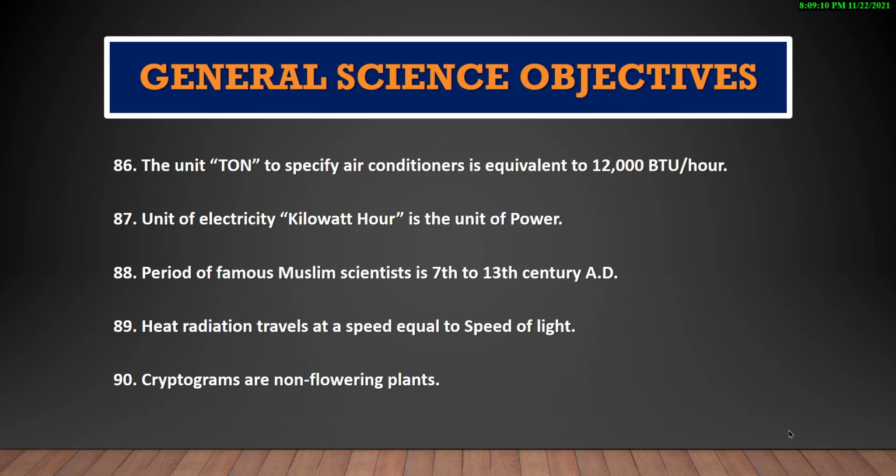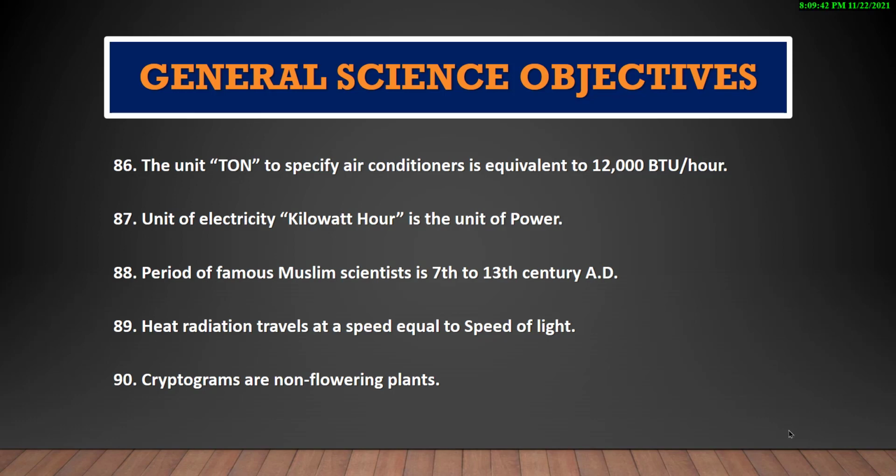The unit ton to specify air conditioners is equivalent to 12,000 BTU per hour. Unit of electricity, kilowatt hour, is the unit of power. Periods of famous Muslim scientists is 7th to 13th century AD. Heat radiation travels at a speed equal to speed of light.